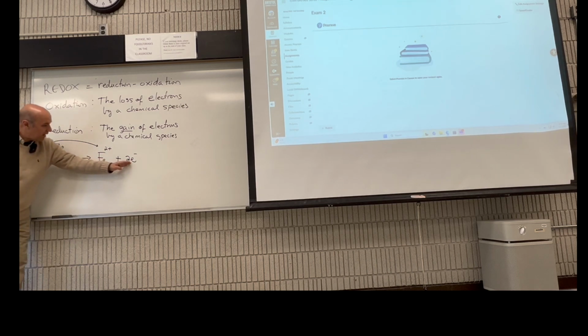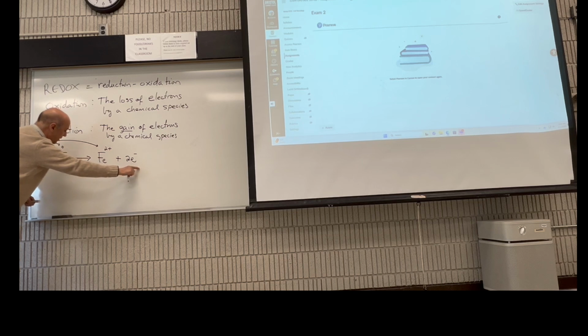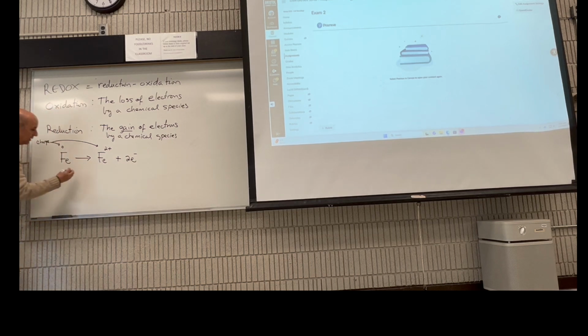So what in reality is happening is that this guy, in becoming iron 2 plus, what is it looking like to you is happening? I mean, what's happening to the number of electrons? It's losing electrons. So by definition, this is an oxidation. So iron is oxidizing to iron 2 plus. So oxidation.